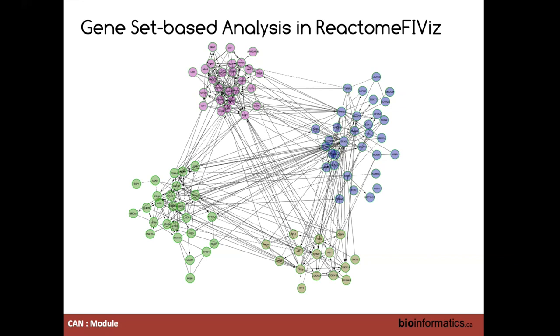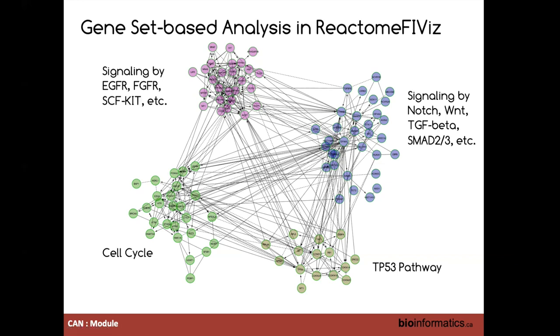And then to understand the network module functions, we can perform module-based pathway enrichment analysis. So it's basically taking the genes within these individual modules and performing enrichment analysis. And you can then take those pathway labels and label these modules with different pathway annotations. We can see here signaling by EGFR, which would be signaling by receptor tyrosine kinase. Looks like there's a cell cycle component here, a P53 pathway, and signaling by Notch, Wnt, and TGF-beta. So we've basically reduced 100 or so mutated genes down to a handful of altered pathways.